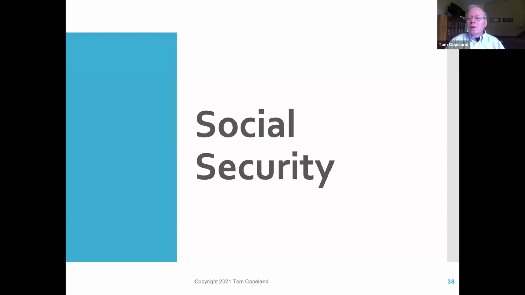If you're making too much for a Roth IRA, can you contribute to a traditional IRA and then convert it to a Roth? Yes. You can roll over money from a regular IRA into a Roth IRA. When you do that, you're going to pay tax on the interest that fund has earned. And then it's now in a Roth IRA and you'll never pay tax on it after that.